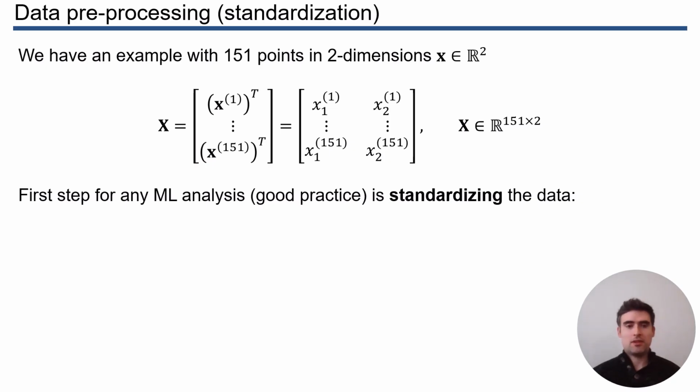Okay, so let's start with standardization. This will also allow us to start getting used to the notation that we will be using throughout the course. So let's assume that we have collected 151 data points in 2 dimensions. What do I mean by this? Well, remember that we had the example of the house prices where we wanted to predict the house price based on, let's say, number of windows and square meters. So number of windows and square meters are what we call our inputs, or our features, or our descriptors.